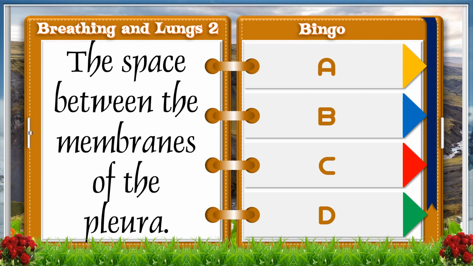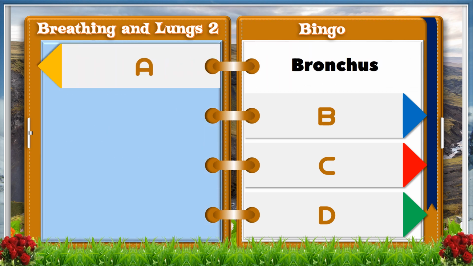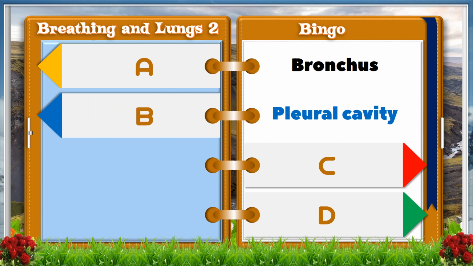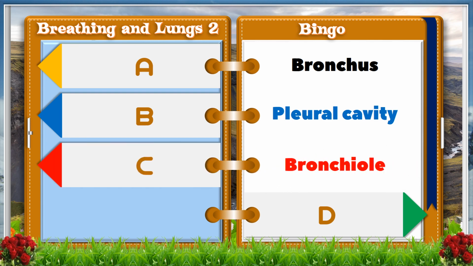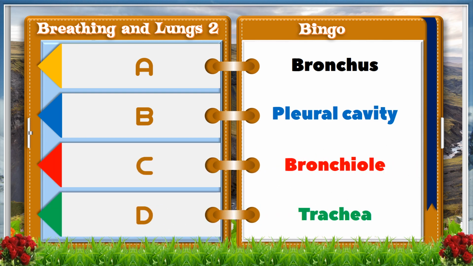The space between the membranes of the pleura. A. Bronchus. B. Pleural cavity. C. Bronchial. D. Trachea. And the answer is B. Pleural cavity.